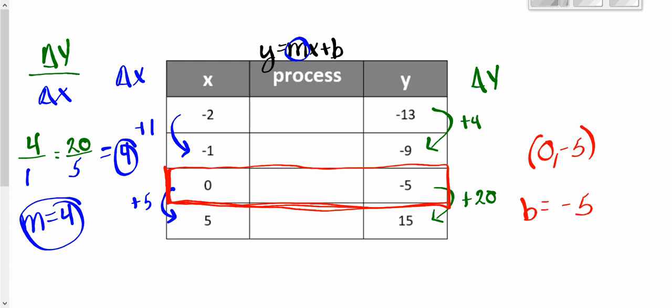I can check my process though. So that means if I plug in y equals 4, whatever my x value is, times 5, and then my b value is -5, so I'm going to do -5. So 4 times 5 is 20. 20 minus 5 is 15, which gives me my output here.